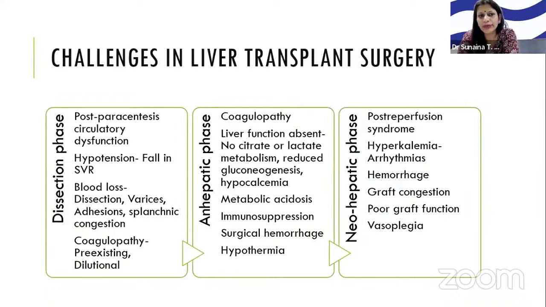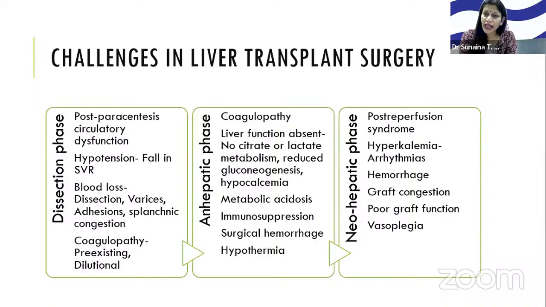Okay, fine. Now tell me challenges. Ma'am, in the dissection phase, firstly, when the incision is made, a lot of ascitic fluid is drained. So it could cause post-paracentesis circulatory dysfunction. It could also cause hypotension, that could cause a fall in the systemic vascular resistance. Blood loss can also be there during the dissection because there could be lots of adhesions, varices can be there, and splanchnic congestion is also there. During blood loss, if you are administering too much fluid, there can be dilutional coagulopathy also. So we have to take into consideration all of these things.